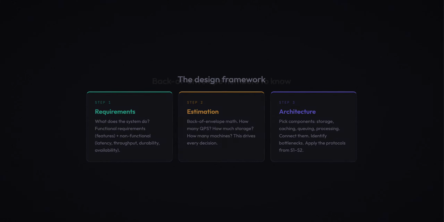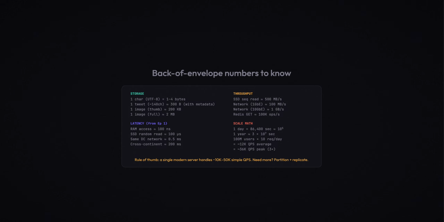Here are the numbers you need for estimation. Memorize these. There, your design toolkit. Storage. A character is 1 to 4 bytes. A tweet with metadata is about 300 bytes. A thumbnail image is 200 kilobytes. A full resolution image is 2 megabytes.